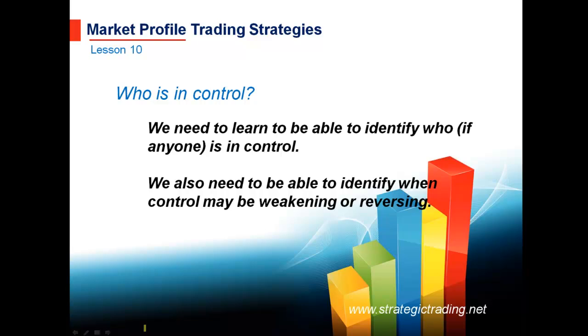The next piece of the equation, if you will, or the next thing that we want to focus on once we're able to identify who's in control, is we also need to be able to identify when this control may be weakening or reversing. Because neither one of those two participants is ever in control forever of the market. At some point, they weaken and the other side takes over. And so these are two very important skills that we're going to focus on, and I will show you how you will be able to identify who's in control and also points when their control becomes weakened.